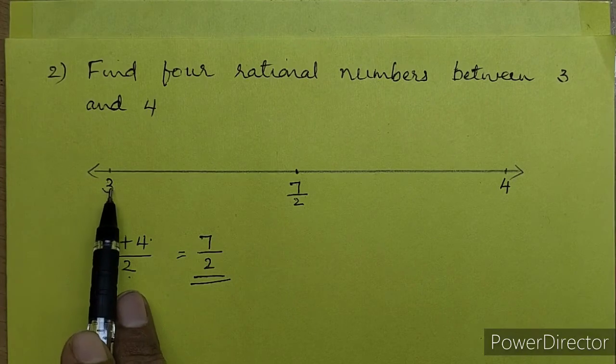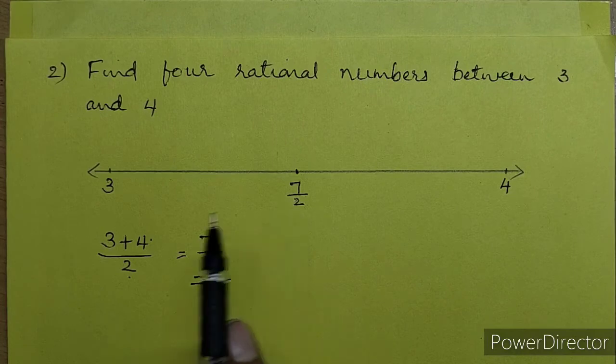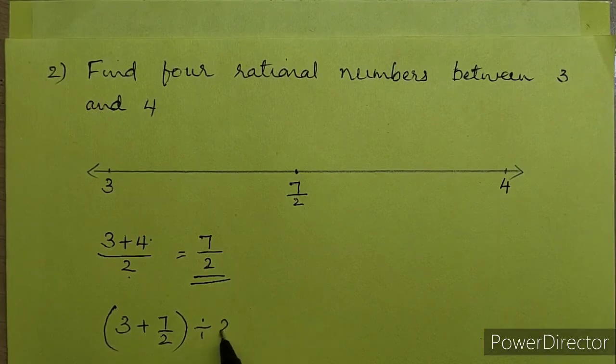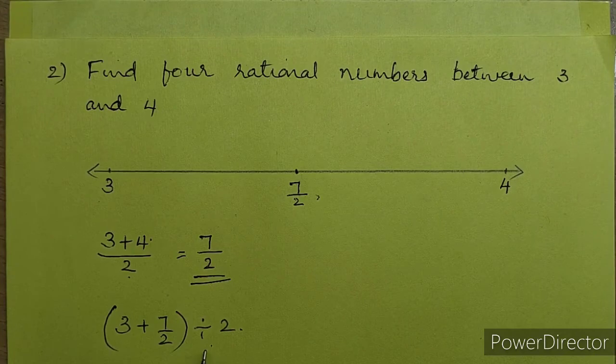Next we can find a rational number in between 3 and 7 by 2. The same method you have to adopt. Add the numbers 3 plus 7 by 2 and divide by 2. That is 3 plus 7 by 2. One is a fraction, one is a whole number. You have already learned how to add fractions and whole numbers. Use the LCM method. LCM here is 2 only. So write that 2 down.